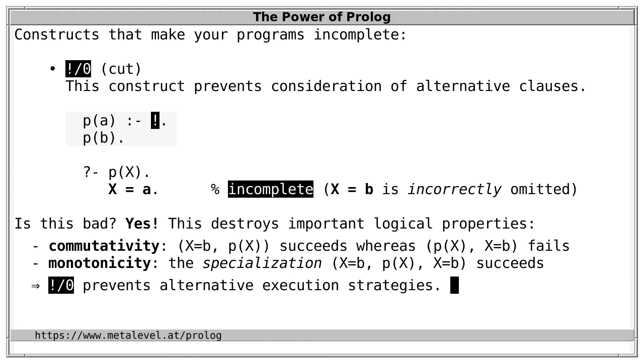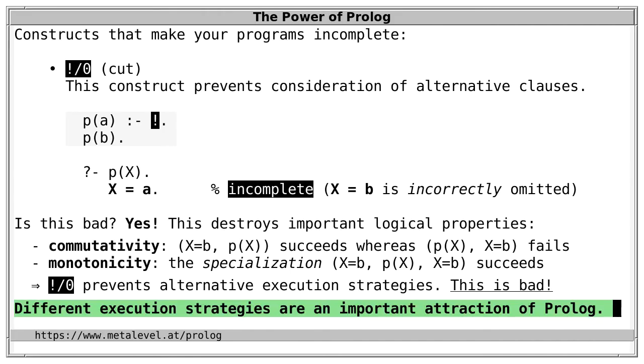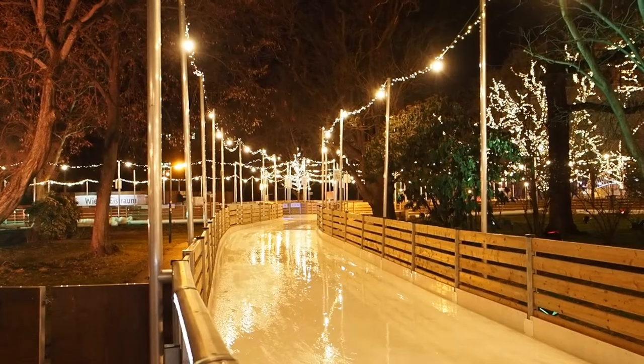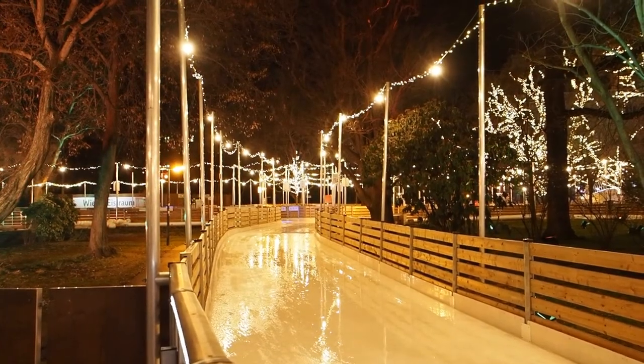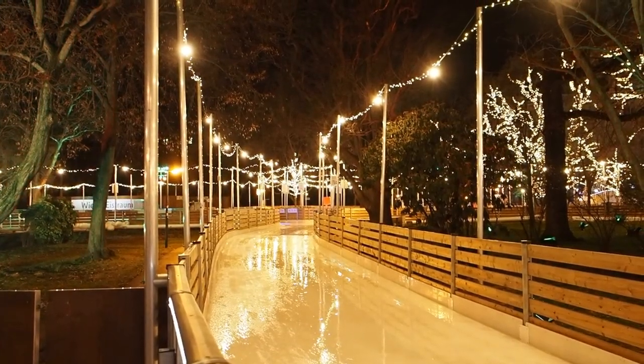It's only that the exclamation mark destroys these properties. And yes, this is bad, because the ability to apply different execution strategies is an important attraction of Prolog. Now, one may quickly dismiss this because truly, who has ever heard of a different execution strategy for Prolog, that is something other than depth-first search? Well, as mentioned, we can only apply different execution strategies if we retain these properties.